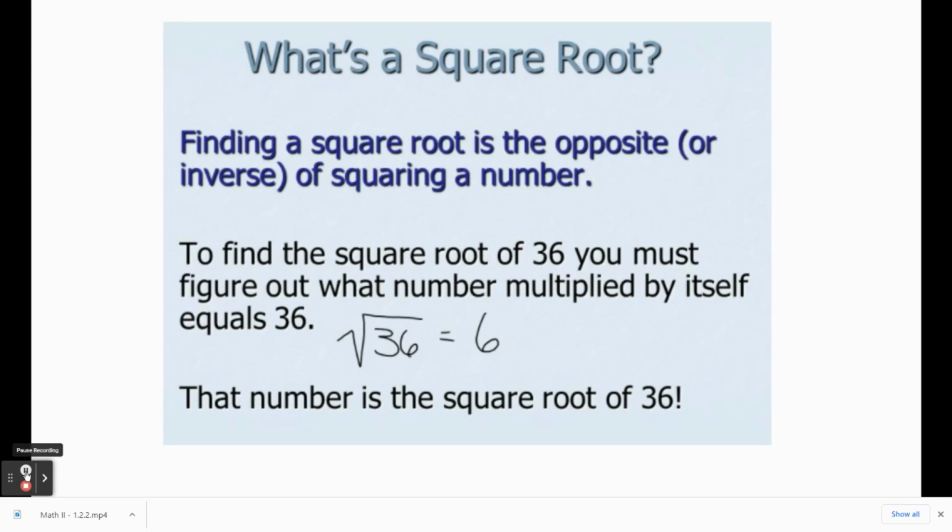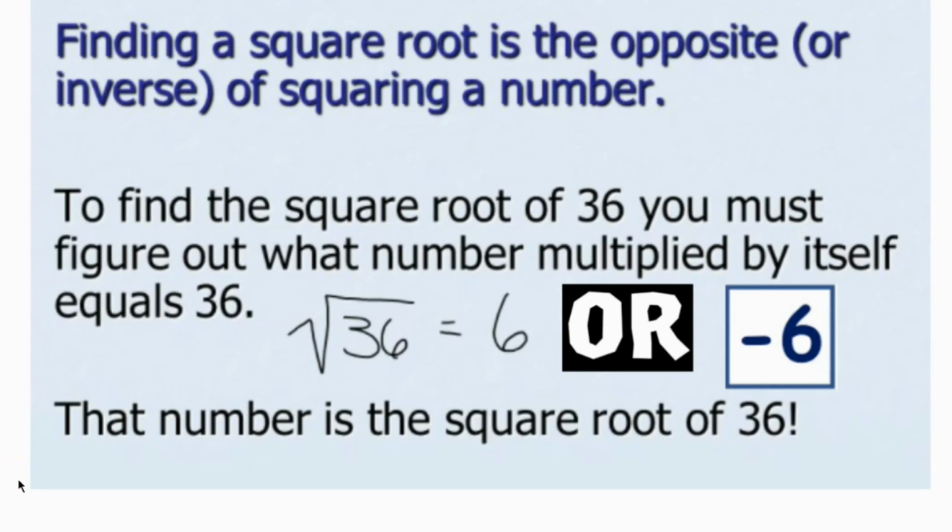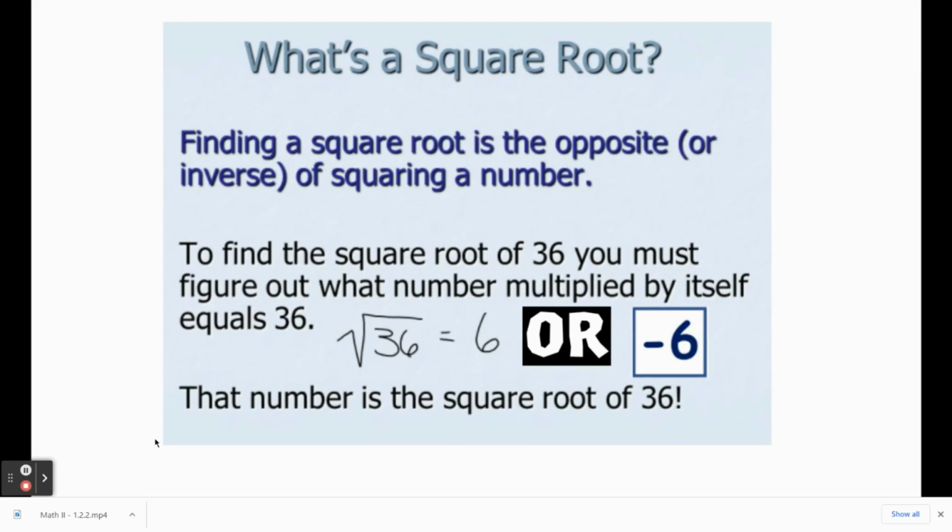So what is a square root? Remember, a square root is a number that, when multiplied by itself (it's got to be the same number), equals the number inside the radical. For example, the square root of 36 is equal to 6 because positive 6 times positive 6 equals 36. However, there's another answer too. It could also be negative 6, because negative 6 times negative 6 will also be positive 36. So really the square root of 36 has two answers, positive or negative 6.